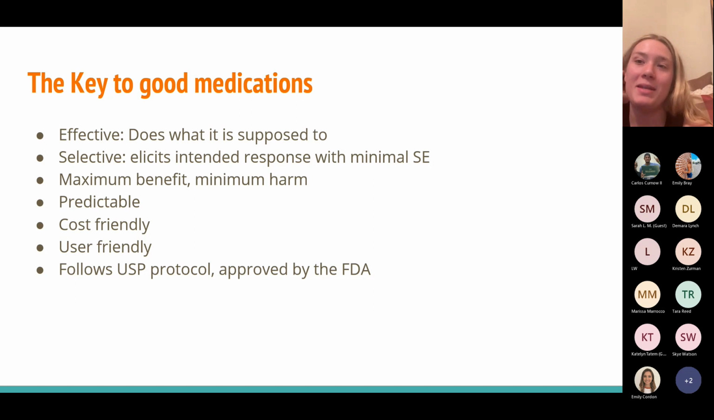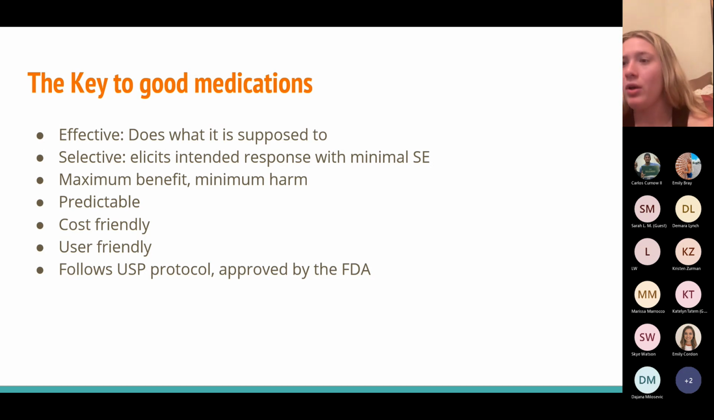We also need our medications to be selective. That means it's eliciting the intended response with minimal side effects. So it's doing what it needs to do, but it's not producing severe side effects, such as damaging the body, etc. Maximum benefit, minimum harm, as we've talked about.